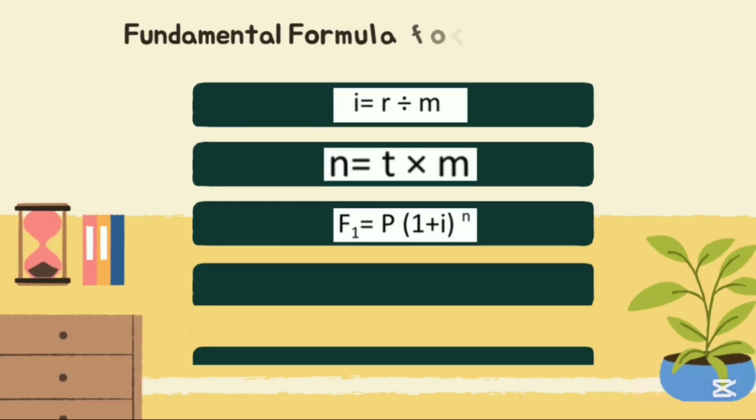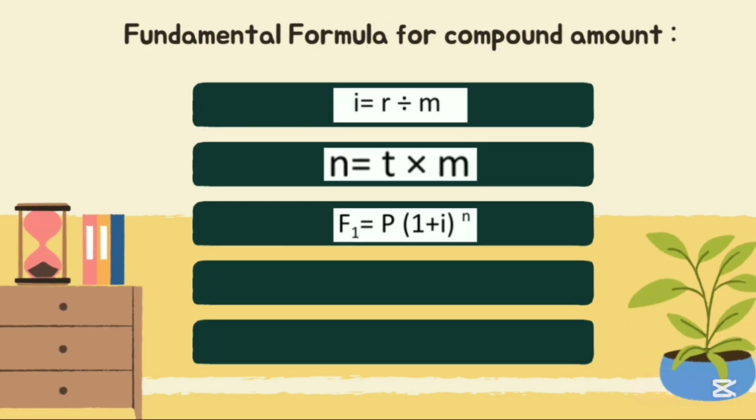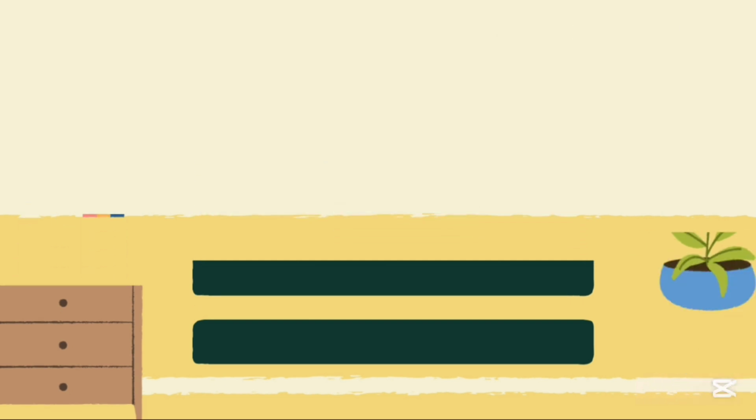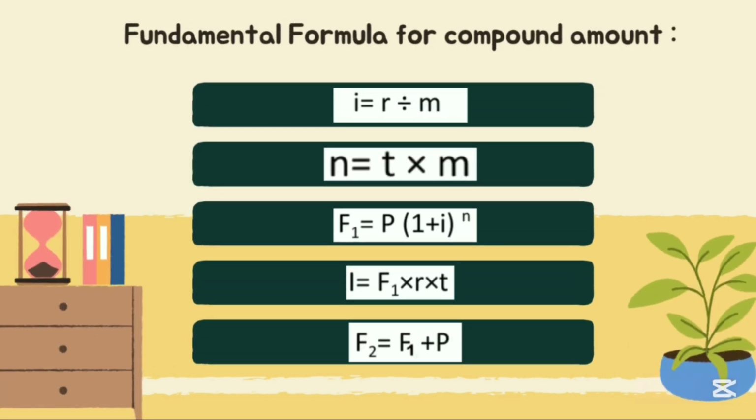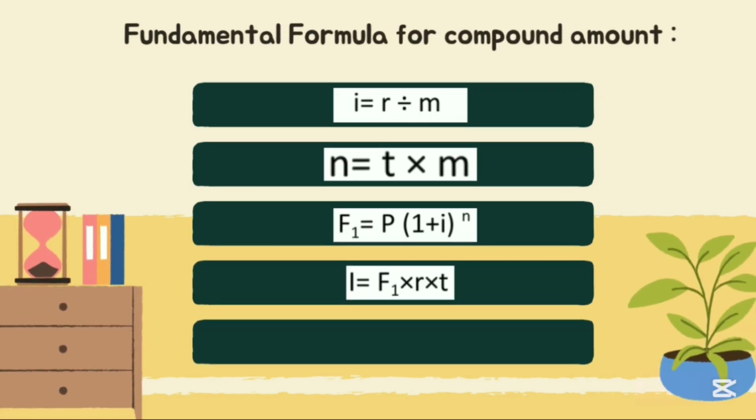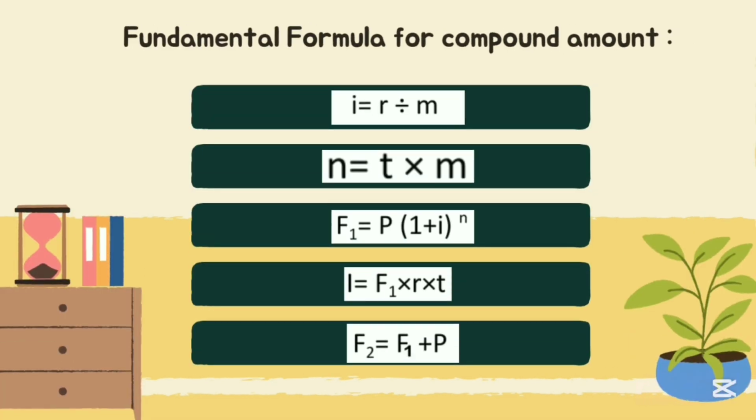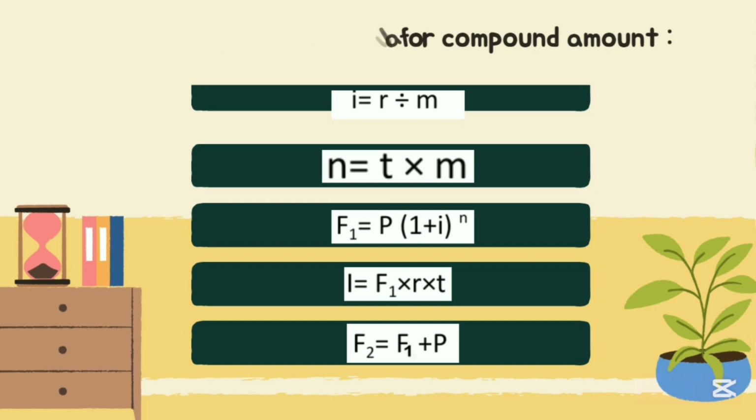Now we also have F sub 1 equals P multiplied by the quantity of 1 added to the periodic rate raised to the power of the total number of conversion periods for the whole term. So simply F sub 1 equals P multiplied by (1 plus I) raised to the power of N. Next is the formula in finding the interest. So we have here the F sub 1 multiplied by the interest rate and multiplied by the remaining time. The last one is the F sub 2, which equals F sub 1 added to P, which is the principal.